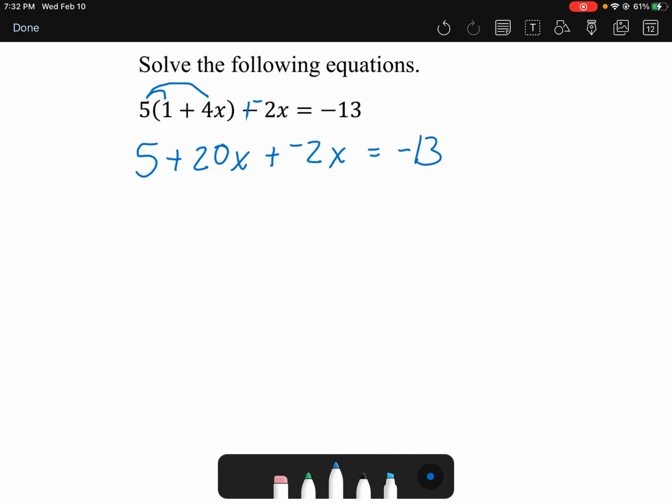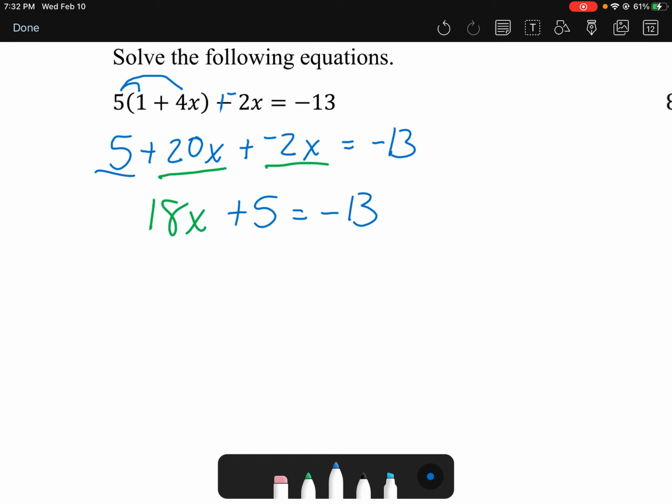Step 3 says I need to go ahead and start combining my like terms. Well, this has a 20x. This one is negative 2x. I can combine those guys together. 20x plus negative 2x is 18x. I still have this plus 5 here, so I'm going to bring him down. And that equals negative 13.